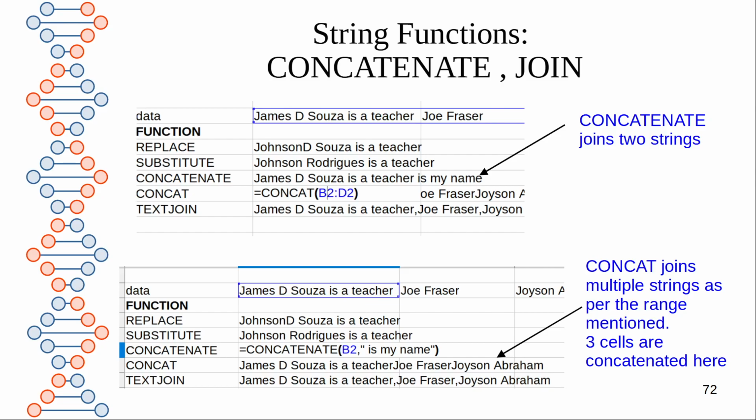And concatenate joins two strings. So here, if you see, the concatenate function is used, B2, comma, my name, two strings. So any two strings you can concatenate, but you're not able to specify a range of cells. But in the concat function you can define a range of cells which you want to concatenate. Any questions on this? What is the difference between the concat function and concatenate?